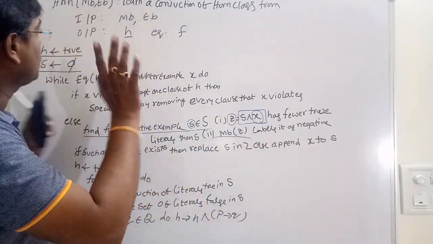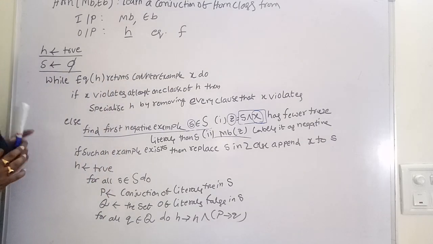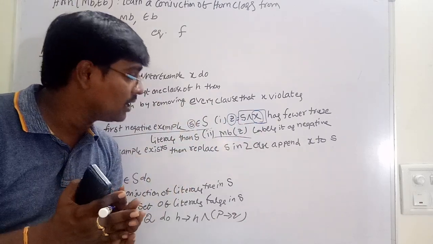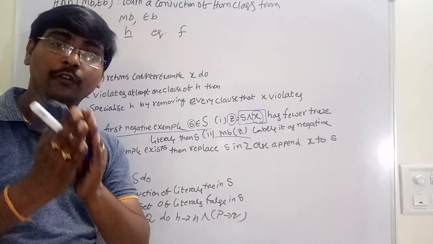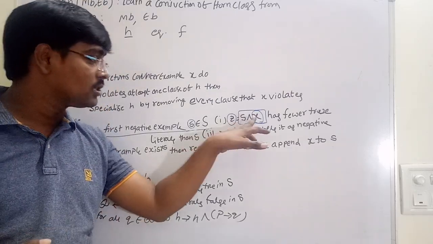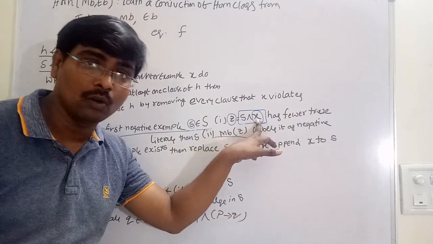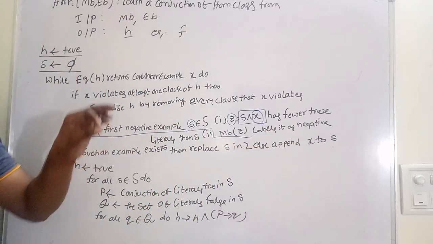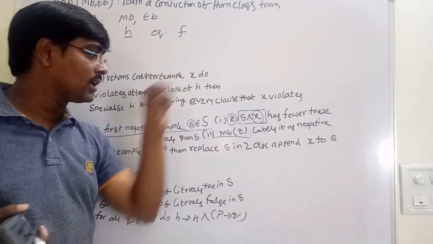For that purpose, once again I will explain. Here the concept is to find the negatives with a fewer set of letters, with only a small set of letters being true. The small set of letters are true, so it will form the more general classes.